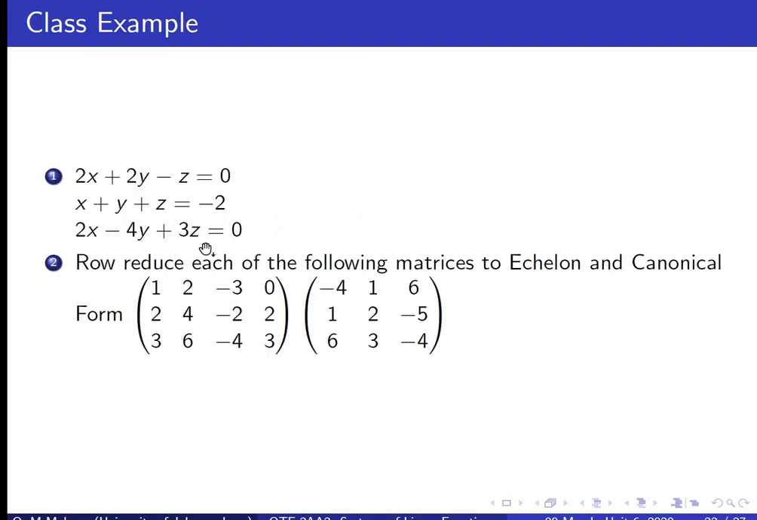So we have another system here, right? We can row reduce our matrix to echelon and canonical form. When we say row reduce, it means that if we take the system of linear equations in number 1, we can write it in matrix form and row reduce it into echelon form and canonical form using Gaussian elimination.